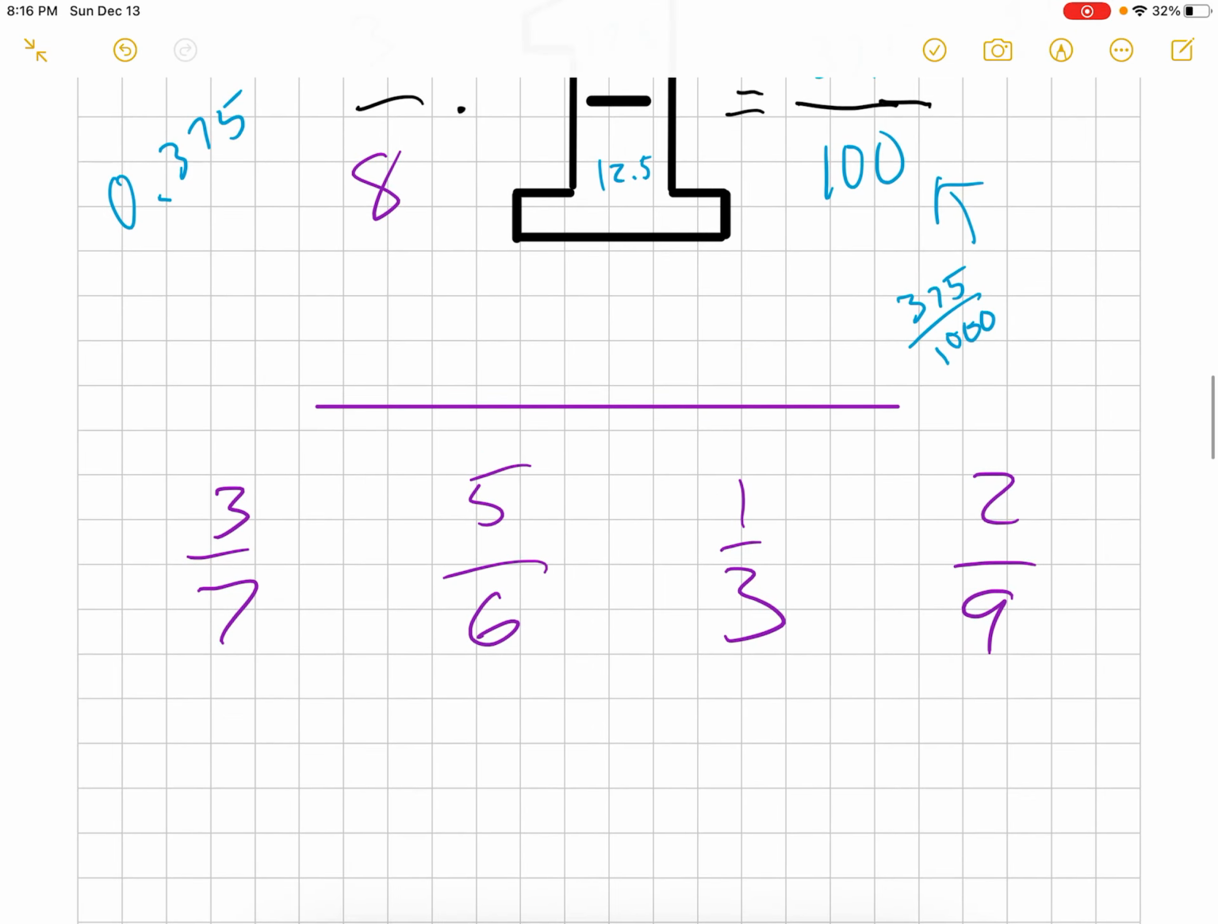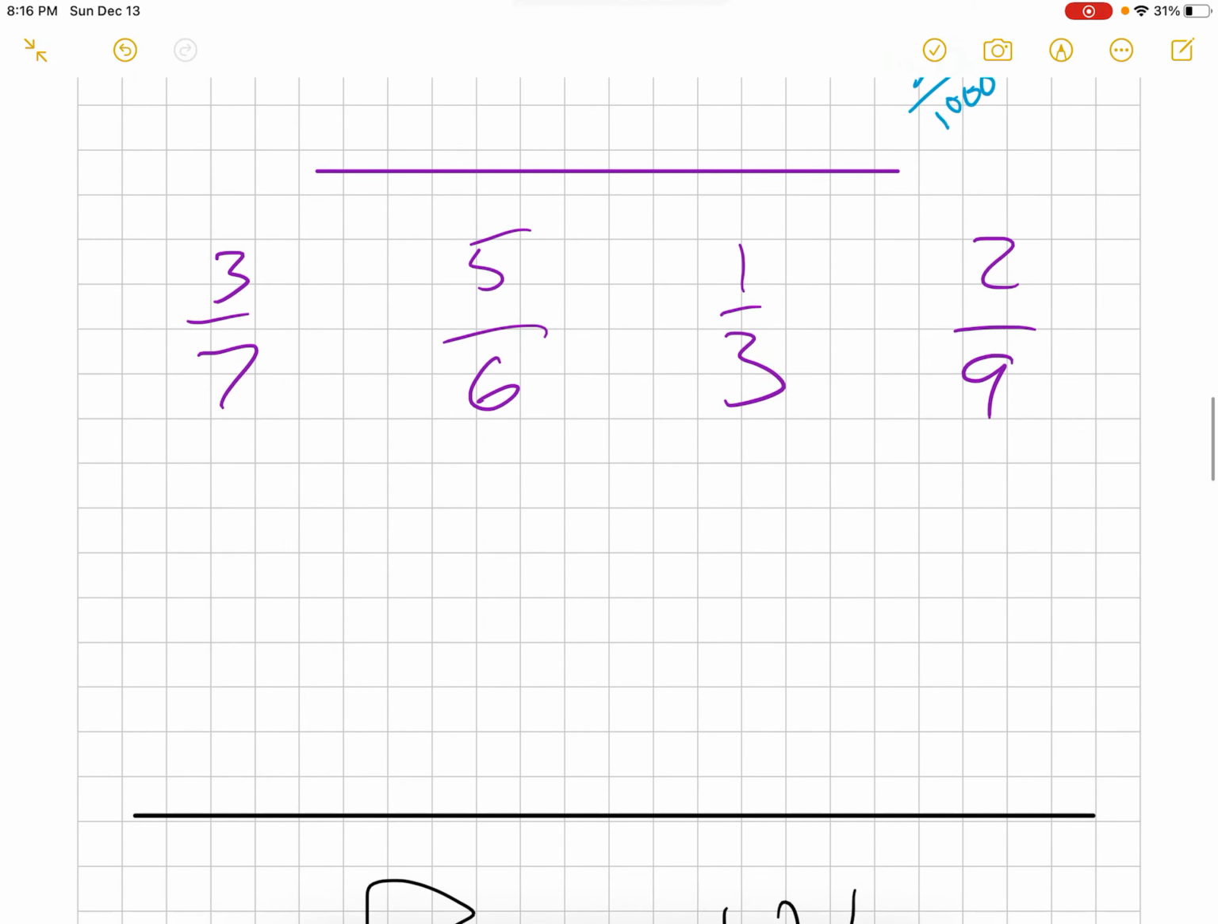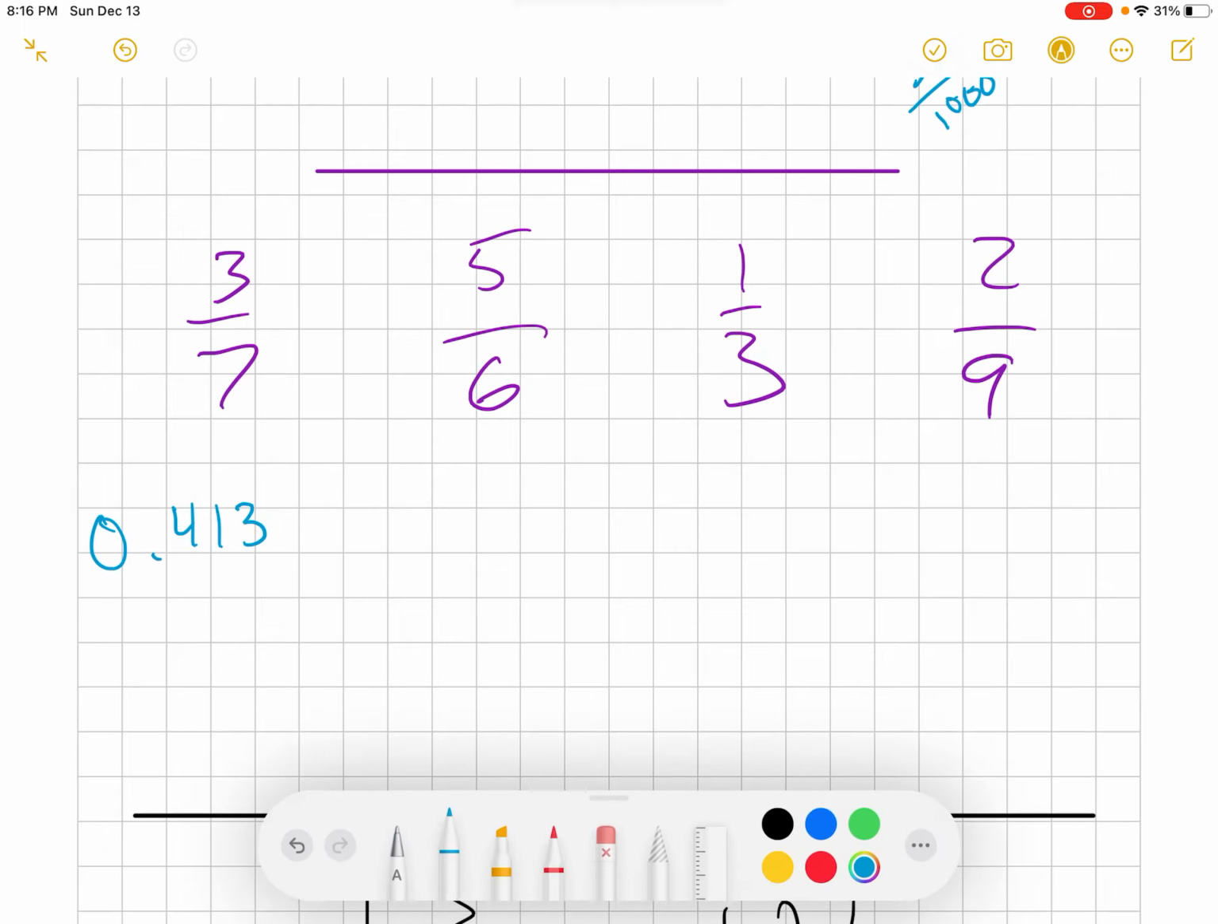And you can do that same thing for these problems, like I said down here, 3/7, 5/6, 1/3, 2/9. And let's just say we're converting them to decimal form right now. If you convert to decimal form, I usually like to keep three places in case I have to change it to a percent. So, for example, 3/7 will be 0.413, rounded, because it turns out to be 0.428. Whoops, I think I wrote that incorrectly. That is 0.4285, and that rounds to 0.429. There we go. Make sure I did that one right.